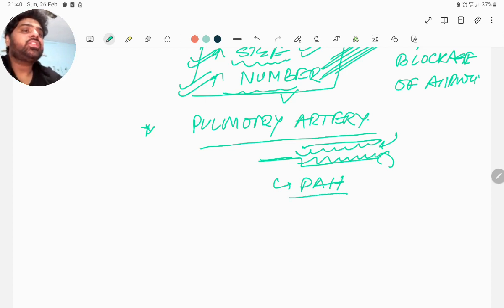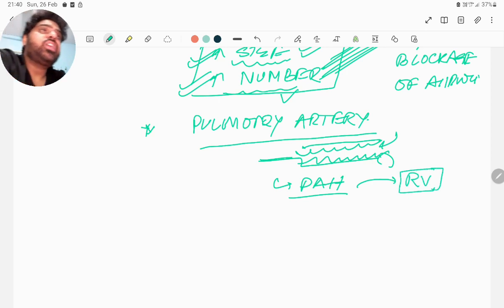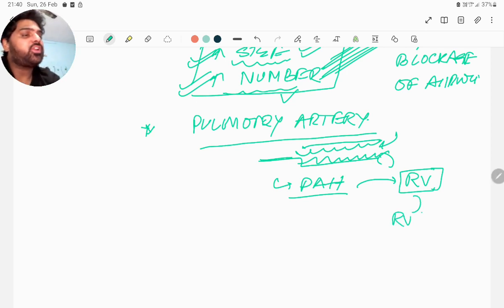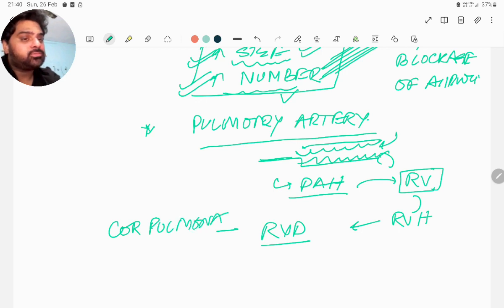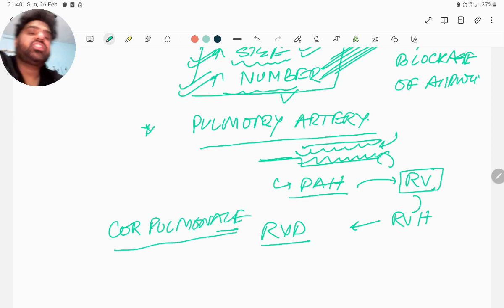So in COPD, there is pulmonary artery hypertension, because of which the right ventricle has to generate additional work to pump the blood, which leads to right ventricular hypertrophy and finally right ventricular dysfunction. And this is what is known as cor pulmonale. It is called the pulmonary heart.